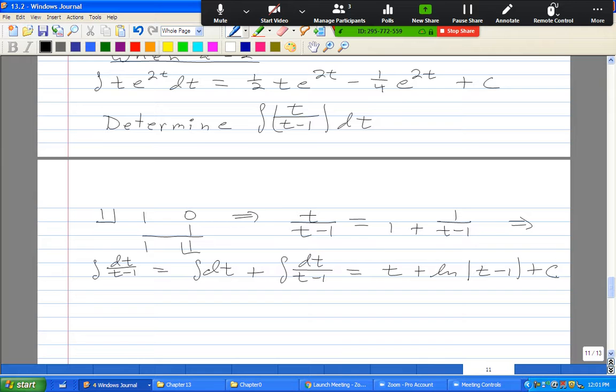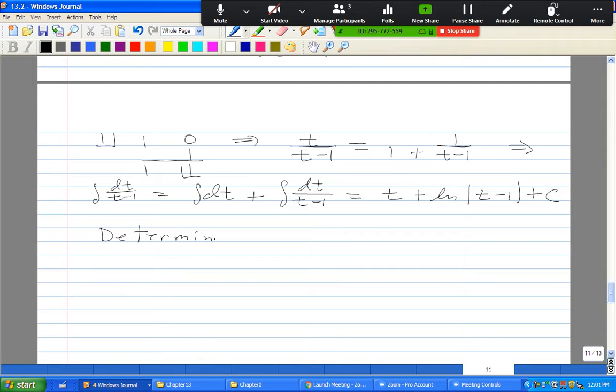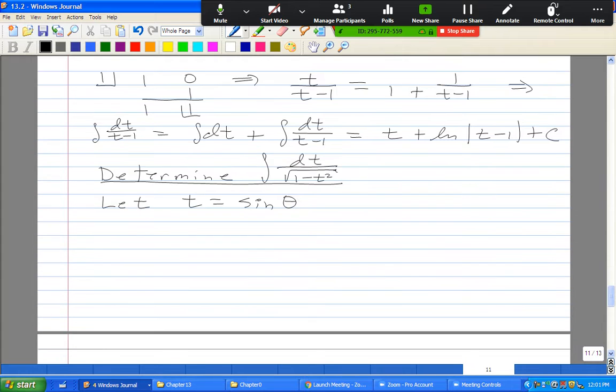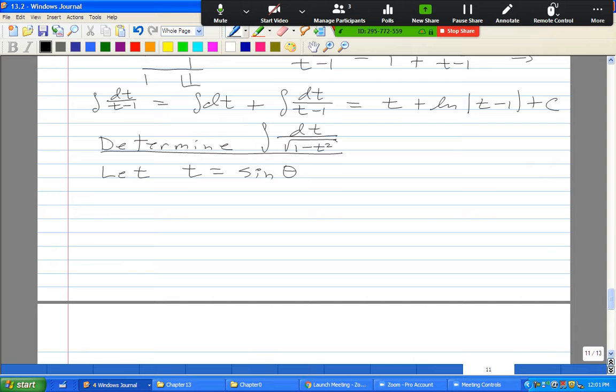Next, let's determine the integral of 1 over rad 1 minus t squared. Okay. So let t equal sine theta. It doesn't matter if you let it be sine or cosine. For some reason I always like sine so that I don't have any negatives involved. So dt equals cosine theta d theta. And so radical 1 minus t squared is equal to radical 1 minus sine squared theta, which implies that radical 1 minus t squared is just equal to cosine theta.